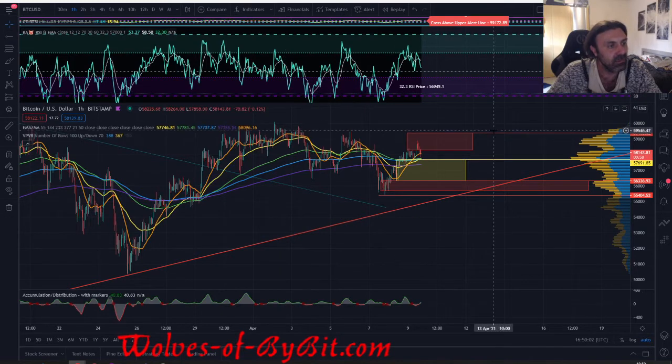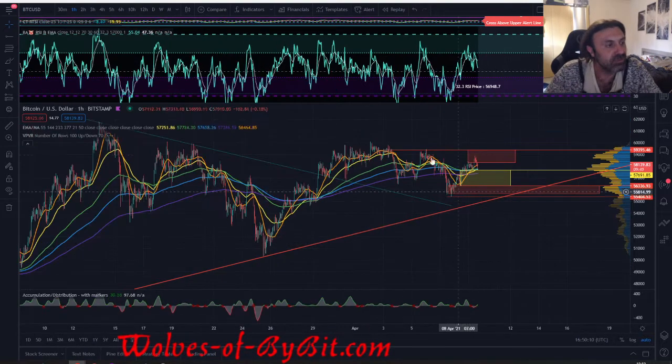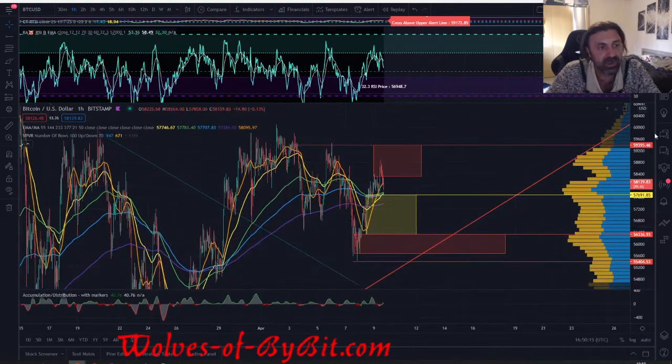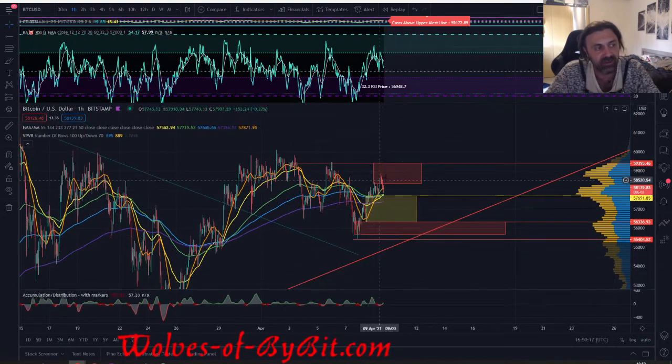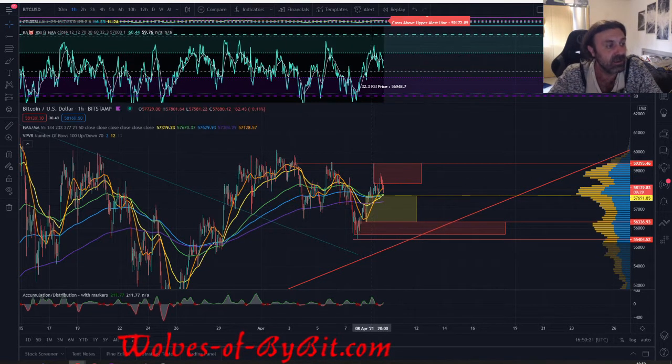Wait up. Let me take this horizontal ray. I'm going to extend it. There we go. So basically, we're just rejecting this red zone over here. Potentially, this means that we could see some pressure down. When is it going to be confirmed? As soon as the price enters this yellow zone, we are going to see more pressure down.